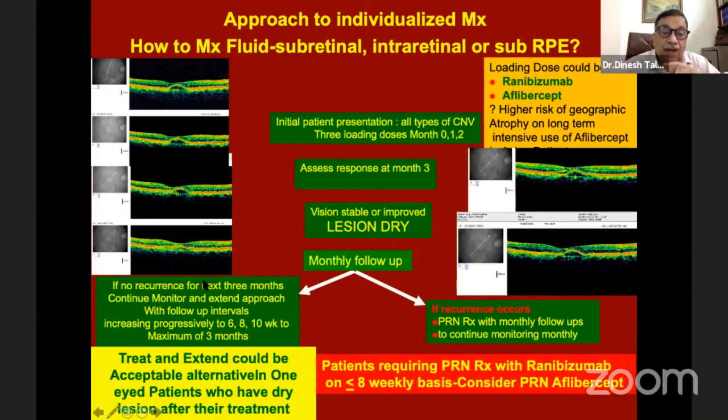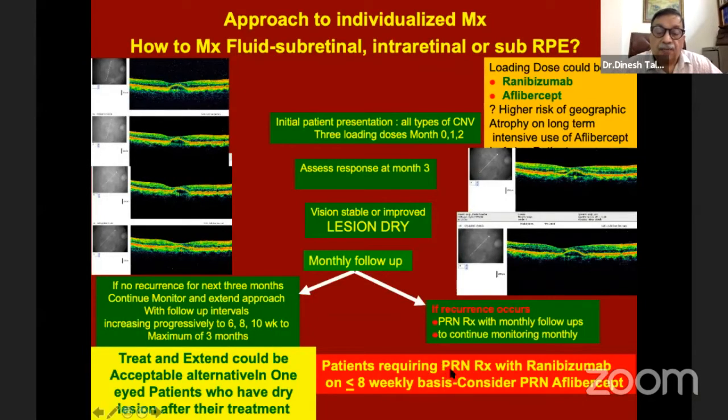This is just to show you why this is important, because it's not necessary that every patient will keep on needing injections. For example, this patient got a little bit of subretinal fluid, was treated, and for the next 5 months, the patient was all right. So every patient who has some fluid doesn't need to be treated month after month. And if you take on treat and extend, you may end up giving them lots and lots of injections. However, a treat and extend regimen could be an acceptable alternative in a one-eyed patient who has a dry lesion after their treatment also.